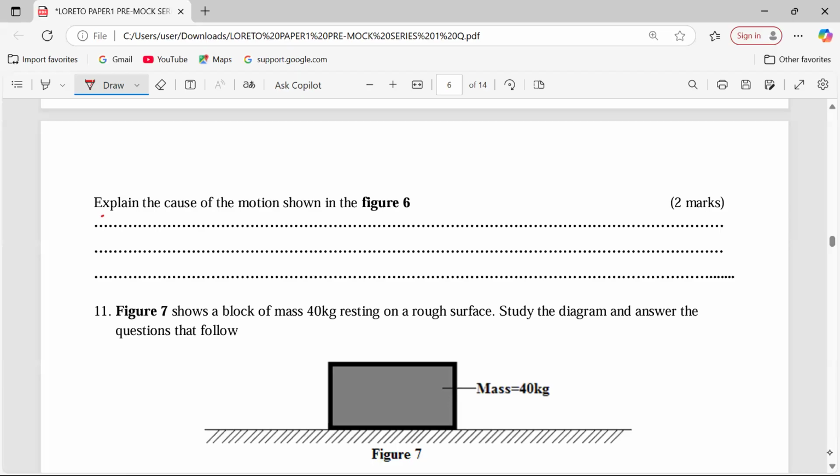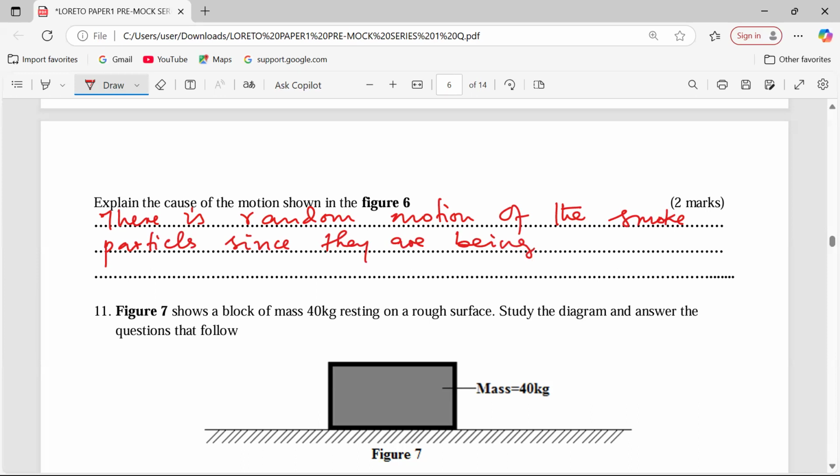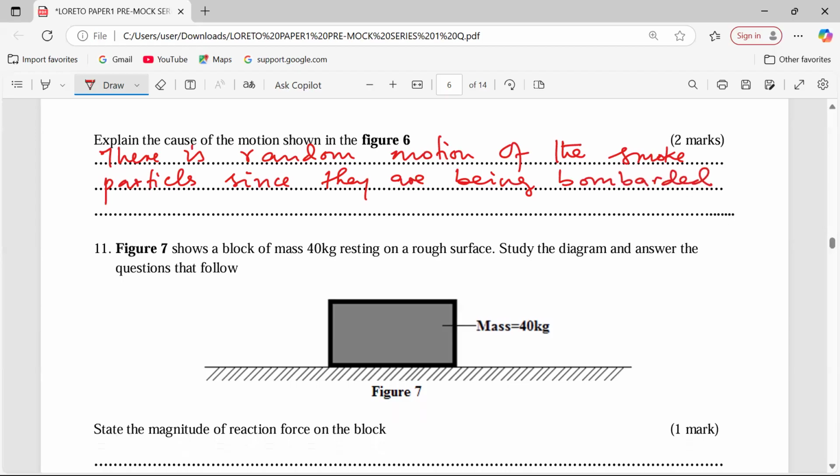We usually say that there is random motion of the smoke particles since they are being bombarded, or collided with, or hit continuously by the invisible air particles, which are also in a constant random motion.